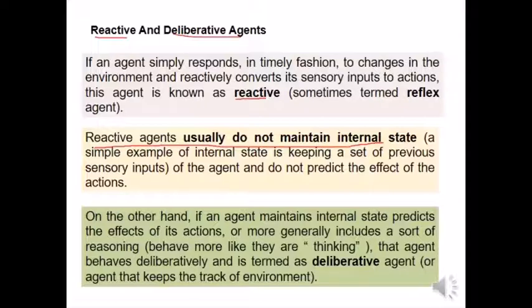On the other hand, if an agent maintains internal states, the previous history of the actions or the data, then when the new input comes in, based on the previous input, that agent will do some sort of reasoning or thinking and then will behave in response. So that sort of agent is called a deliberative agent.